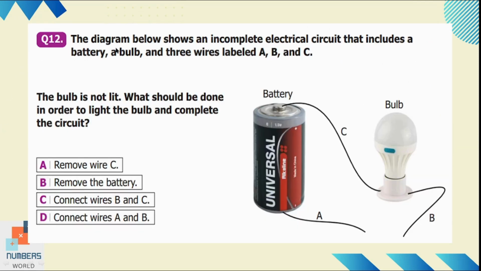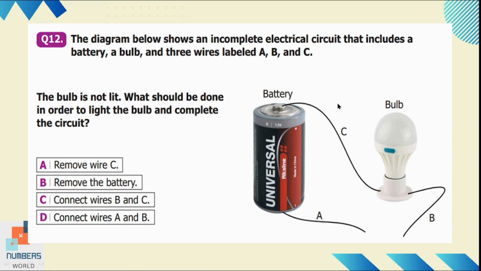Question number 12. The diagram below shows an incomplete electrical circuit that includes a battery, a bulb, and three wires labeled A, B, and C. The bulb is not lit. What should be done in order to light the bulb and complete the circuit? Option A, remove wire C. B, remove the battery. C, connect wires B and C. D, connect wires A and B.